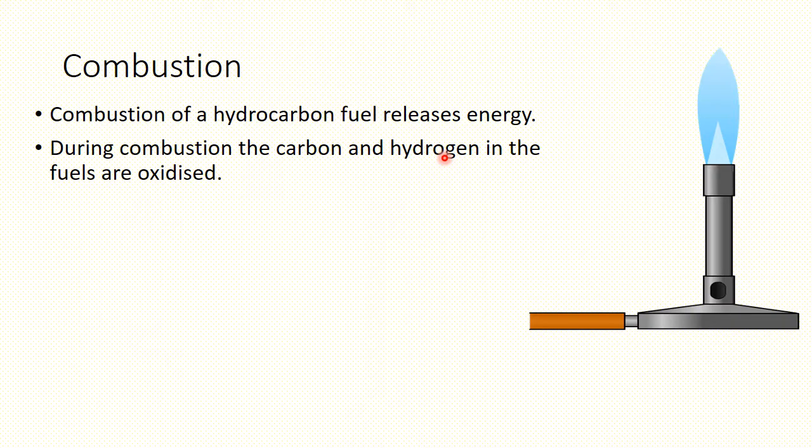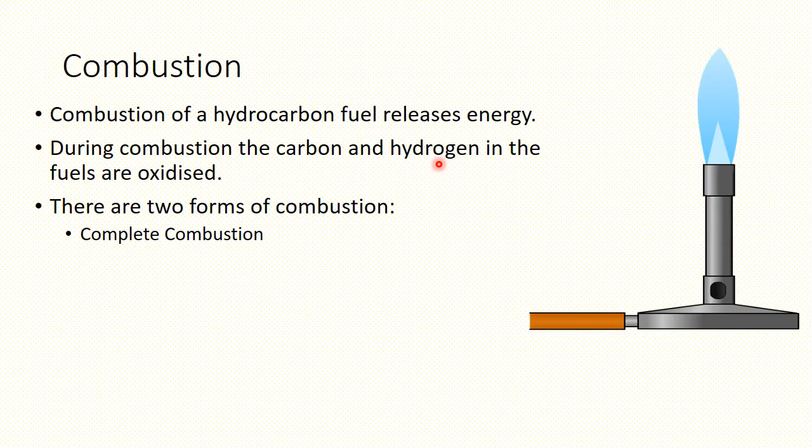So when we're talking about the chemical reaction that combustion is, the carbon and hydrogen in the fuel are going to be oxidized. So remember, OIL RIG: oxidation is loss of electrons, reduction is gain of electrons. So the carbon and the hydrogen are going to be losing electrons in this process. Now, as I've mentioned, there are two forms of combustion.